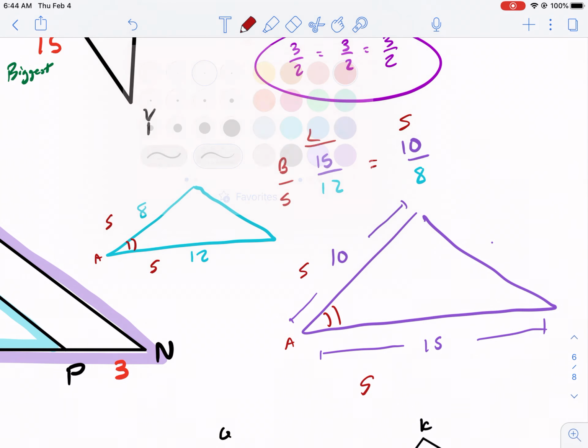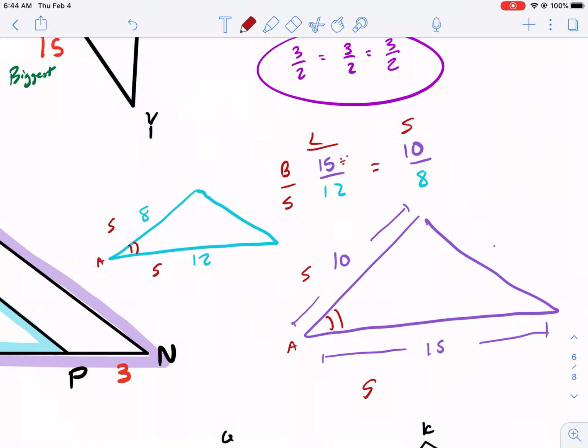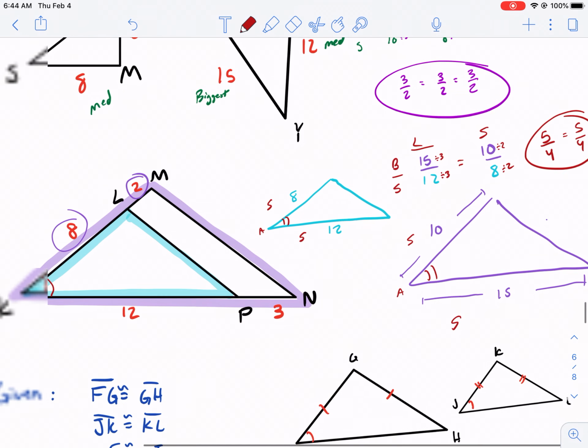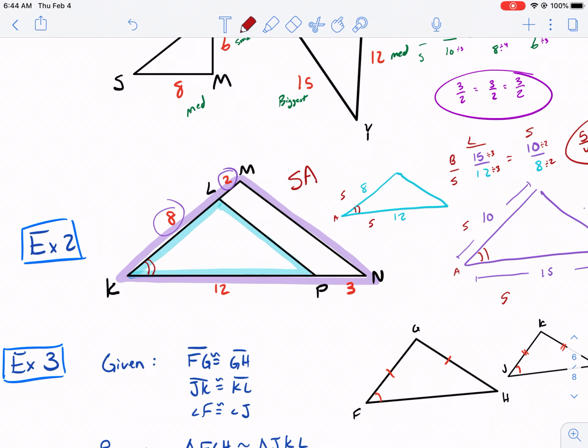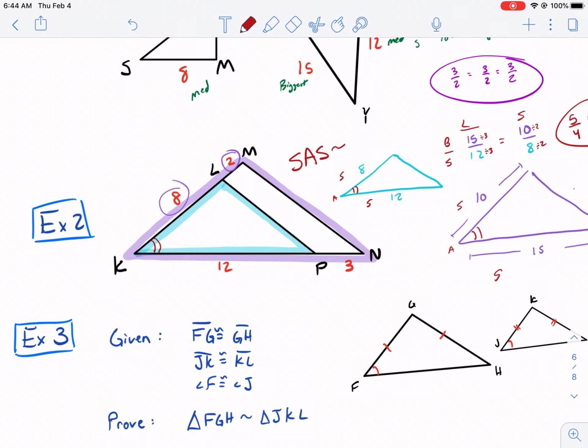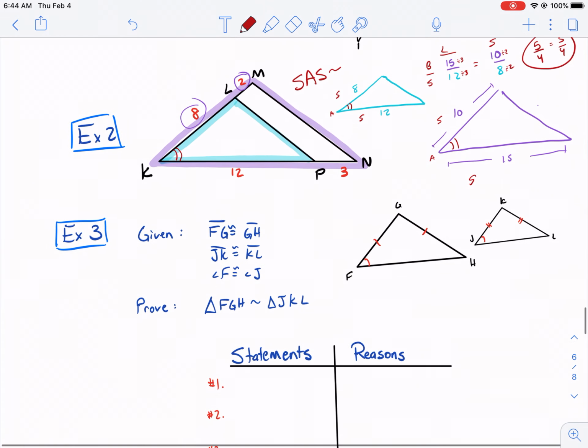Okay, I'm going to reduce. So I divide the top one by 3 and 3, and I get 5 and 4, and I divide by 2 and 2 here to reduce, and I get 5 and 4, and it's the same, okay? Once it's the same, now we can say that it is side, angle, side similarity. And these two triangles are similar, okay?